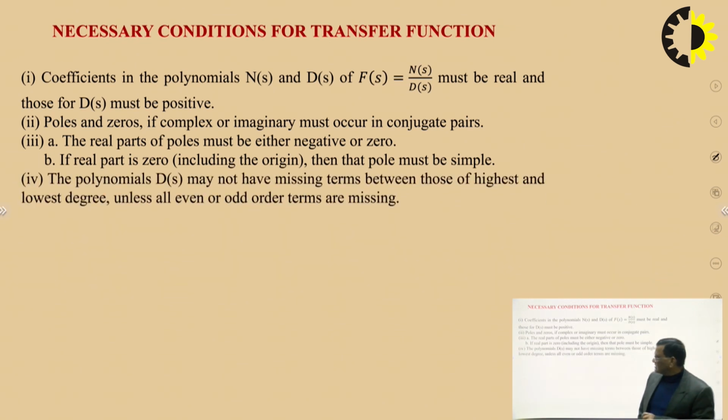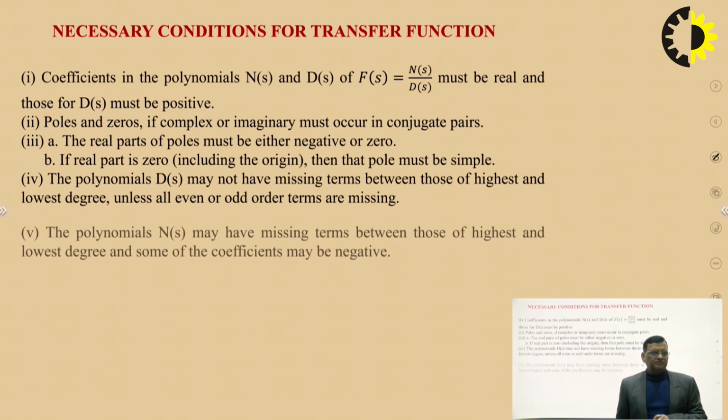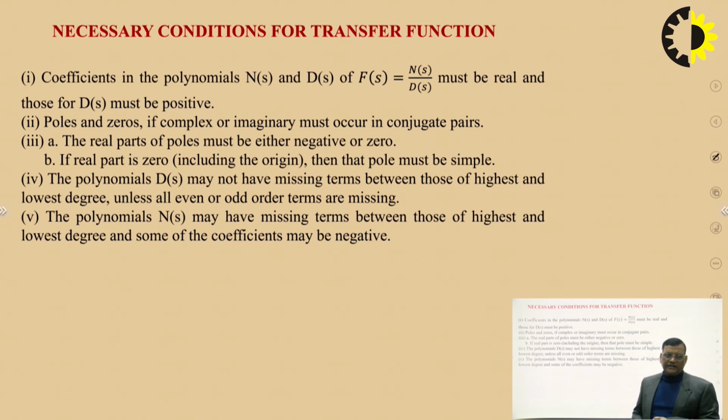The polynomial D(s) may not have missing terms between those of highest and lowest degree, unless all even or odd order terms are missing, same as we discussed for the driving point immittance function. The polynomial N(s) may have missing terms between those of the highest and lowest degree, and some of the coefficients may be negative.